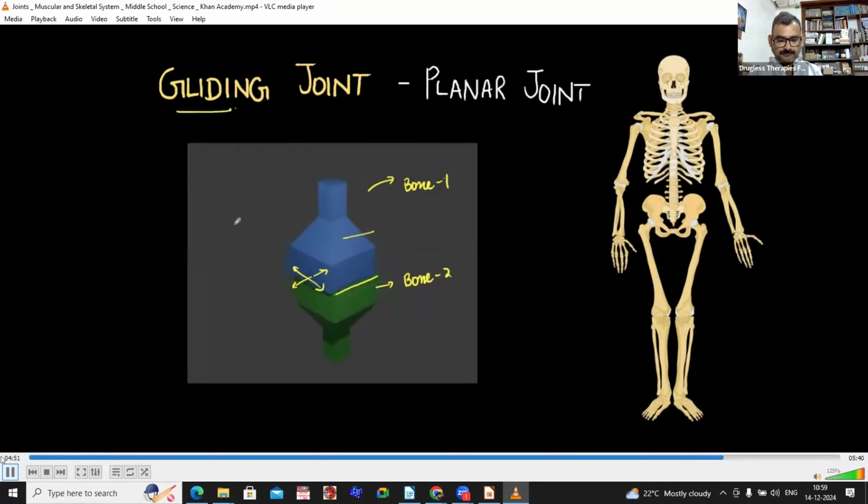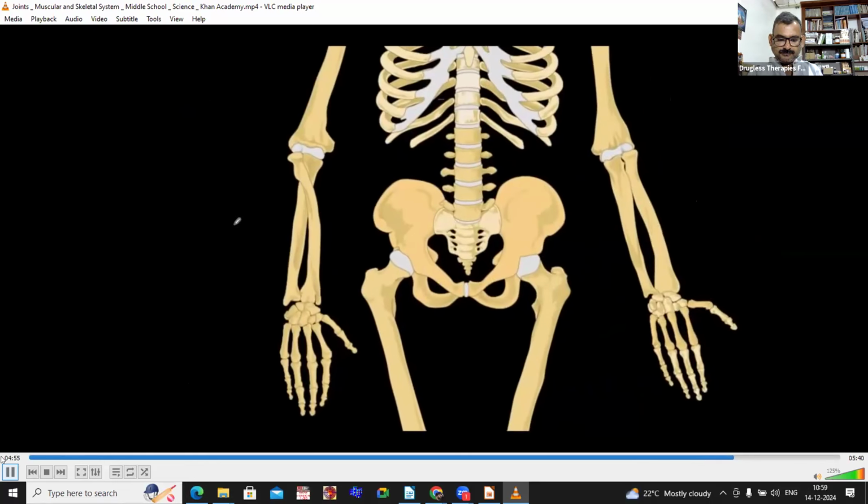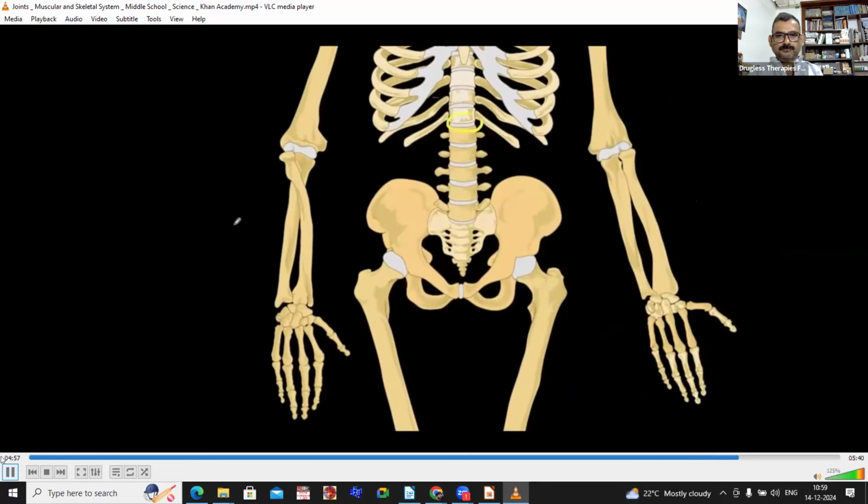Okay, that's how the gliding joint works. Where do you find it on the body? The best example of a pure gliding joint is the vertebrae. All these strings of bones on the back are separated by joints, like here, you can see it here. And these are the best example for flat planar gliding joints. That's it for this video.